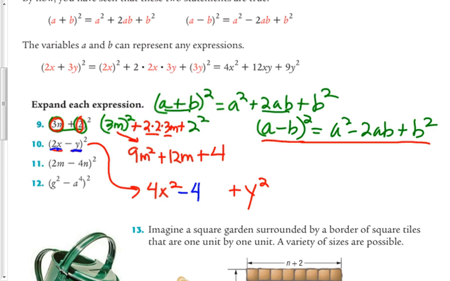All right, go ahead and try 11 and 12 if you like. And we'll talk about this more next time we meet in class.